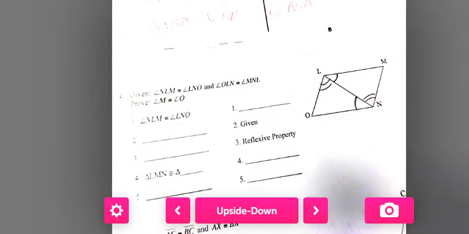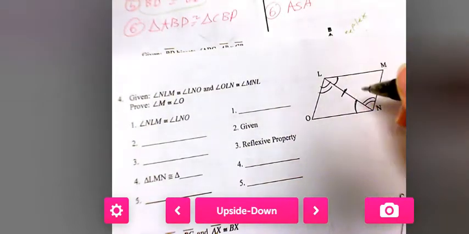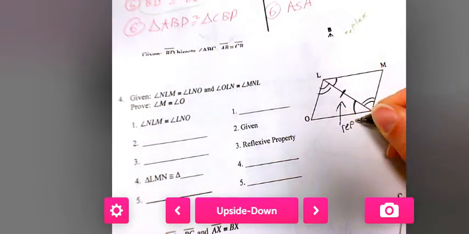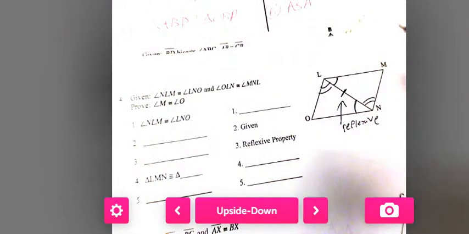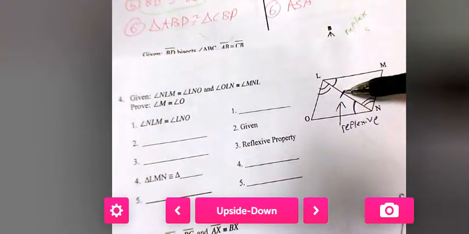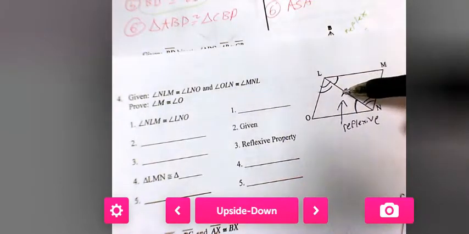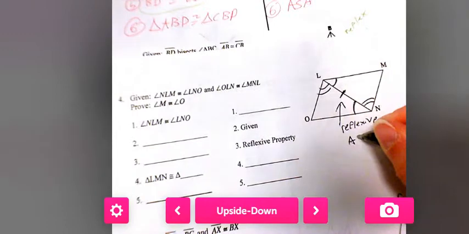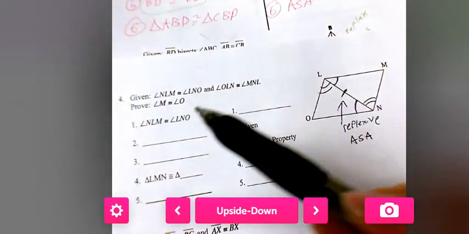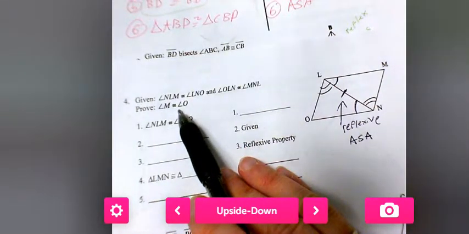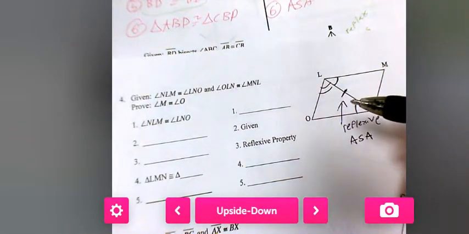Okay, so what else is true from this picture? We've got these two angles. What else is true? LN is congruent to LN by what? Reflexive. And then how are the two triangles congruent to each other? Angle, side, angle. Remember that the side is in between. And then why would M and O be congruent to each other? By what? What did we learn today?